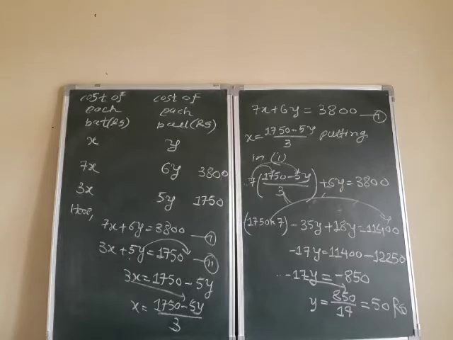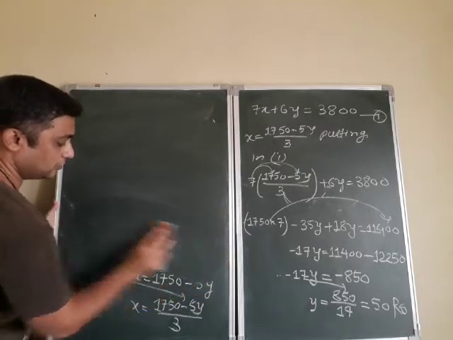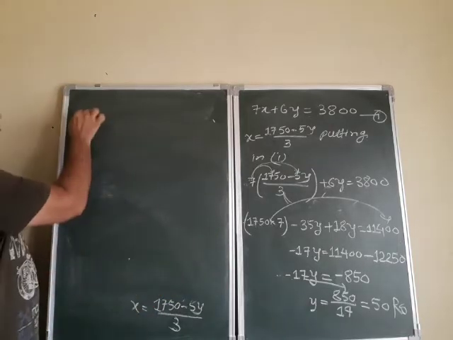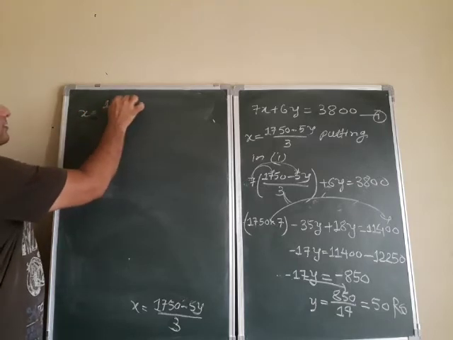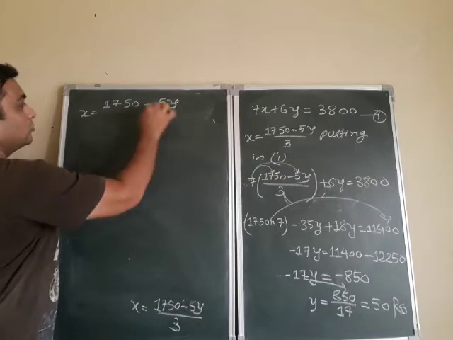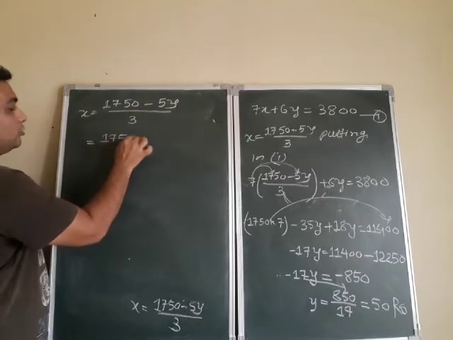Okay, completed. So let me find x. See, x is equal to (1750 minus 5y) upon 3.